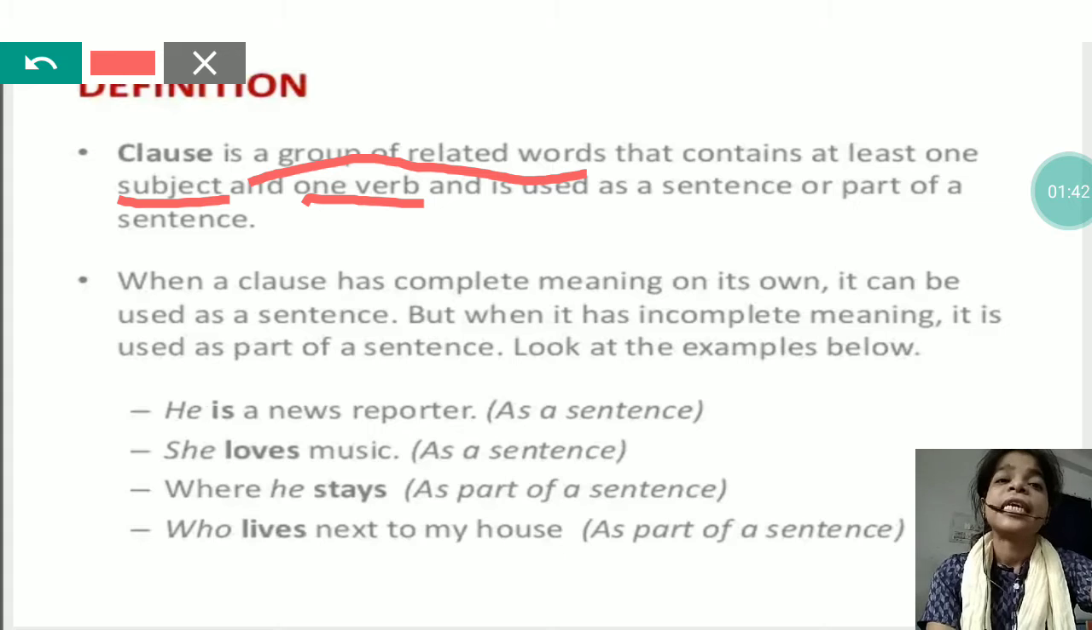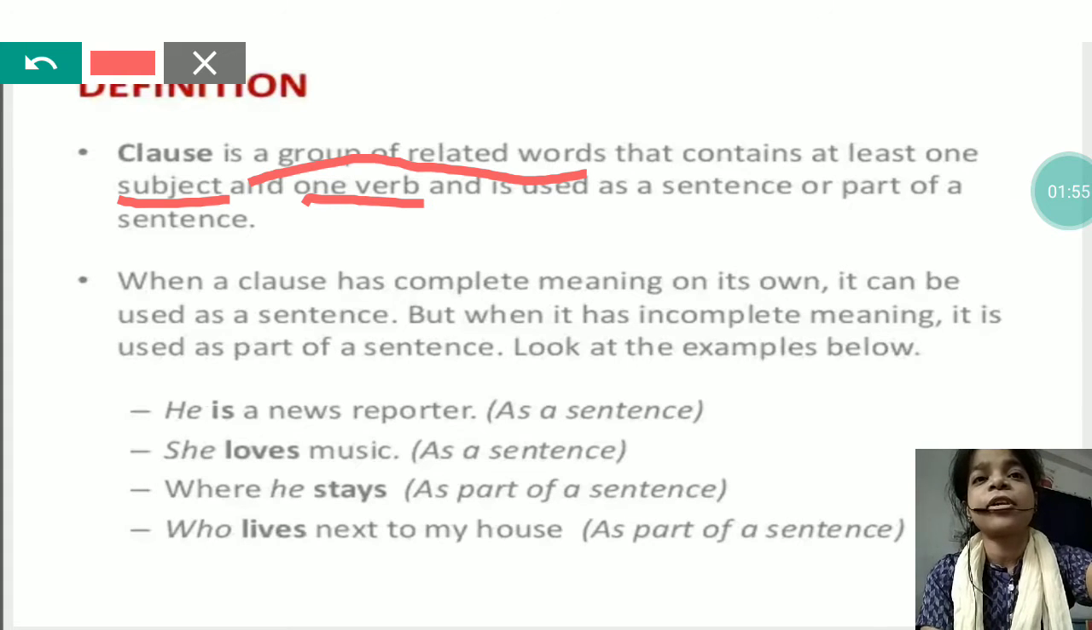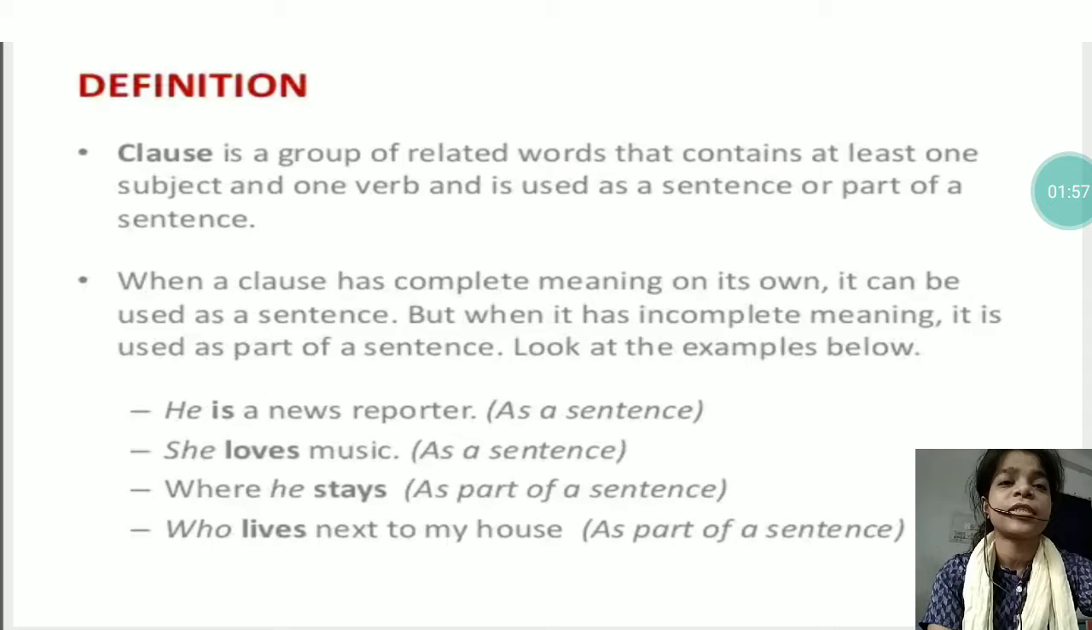And as it needs something to complete its meaning, it is not a sentence, it is part of a sentence. Next one, "who lives next to my house?" Again, some parts are missing. So here again, it is not a sentence, it is a part of a sentence.